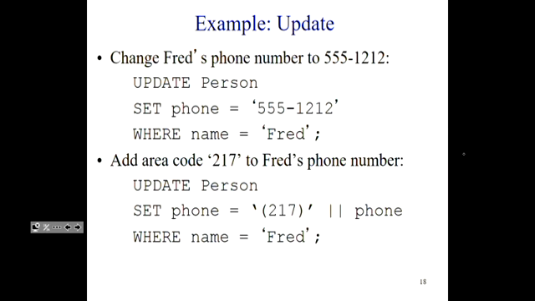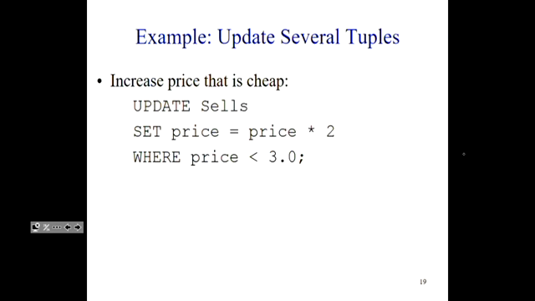Okay. I can also reuse the attribute within the assignment statement. So I can say update person, set phone is equal to 217, this is a symbol for adding two strings, plus phone, if you will, where name is equal to Fred. That's totally fine. I can also do arithmetic. So here I'm updating the sells table, doubling the price of every beer in this case, where the price is less than 3.0.